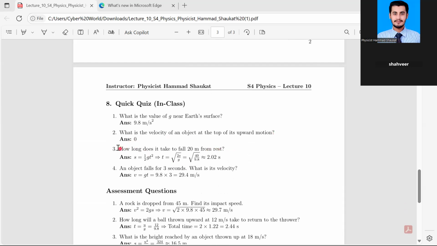So this is basically a problem. Can you tell me in this problem which equation of motion we are going to use? The second one. Yes. You know the second equation: s equals ut plus 1 by 2 at squared, or gt squared. Here the initial velocity u vanishes, because we take the initial velocity as 0. So 0 multiplied by time vanishes and you are left with only 1 by 2 gt squared.